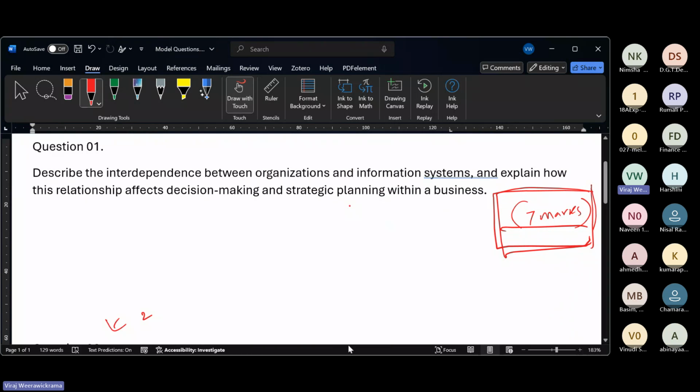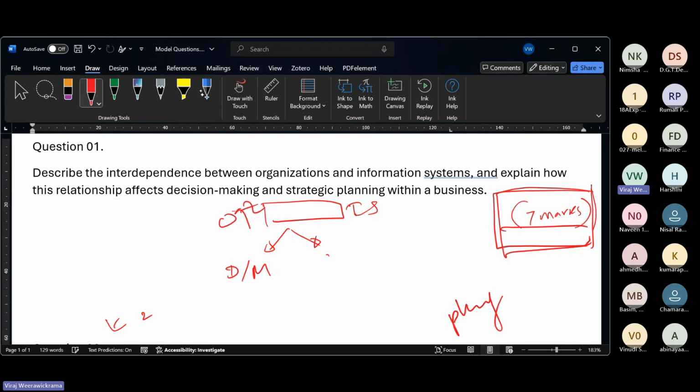Now, as we discussed, there should be interdependence between organization and information systems. Then you have to explain how this impacts the decision making of the organization and strategy planning. Right? That's what you have to explain in this question number 1.